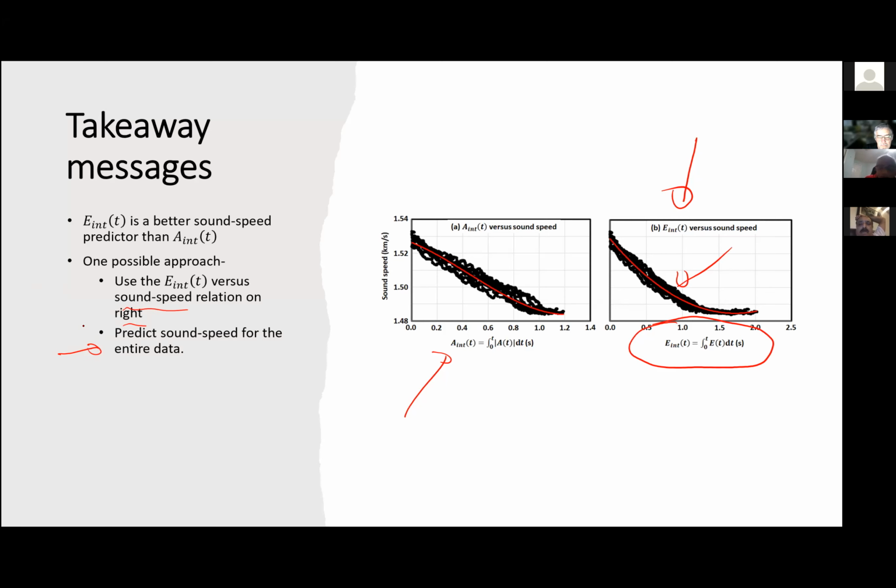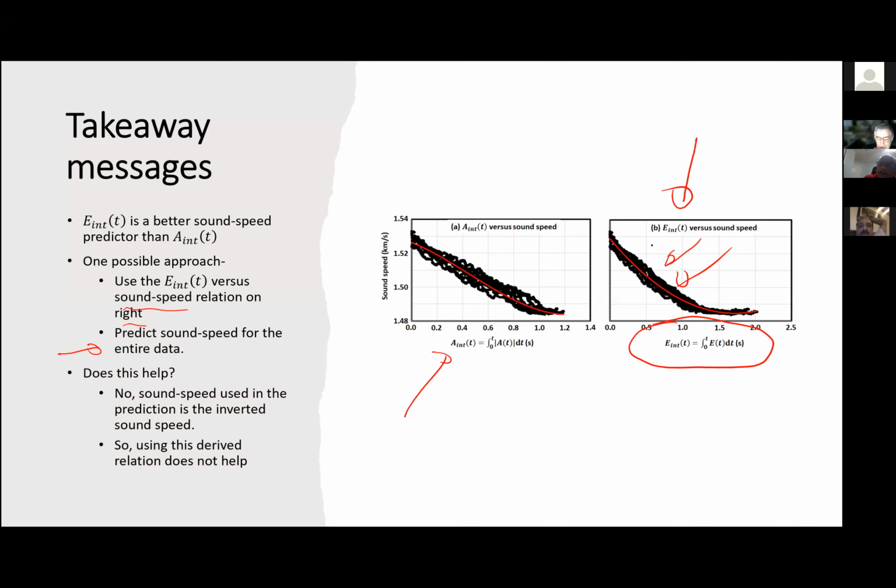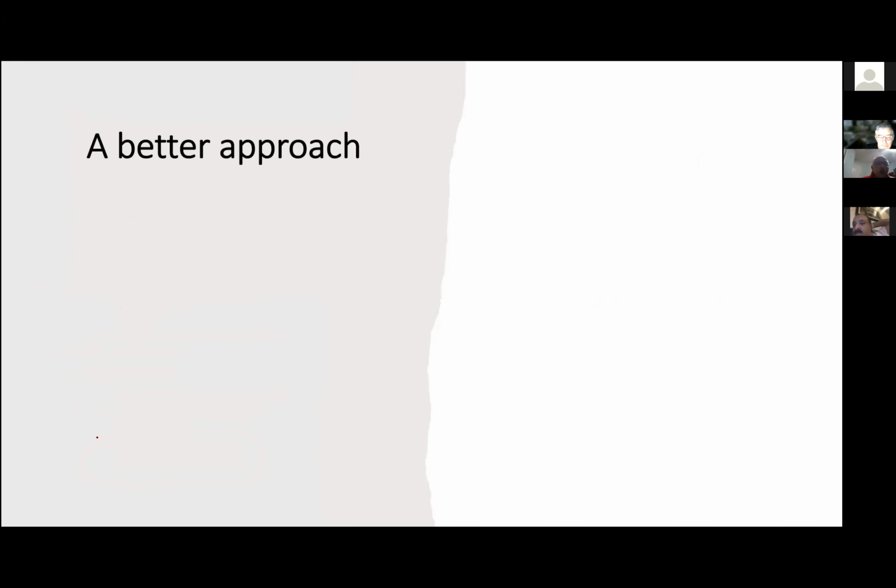But does it help? No, because how did we get this relation? We started with the inverted sound speed model itself. So we cannot do that. We have to find this relation in some other way, which is completely bias free. So this is the approach I am going to show.